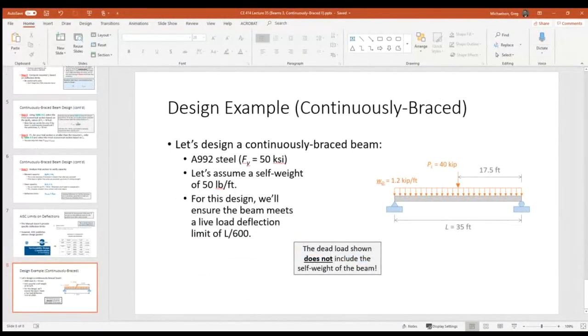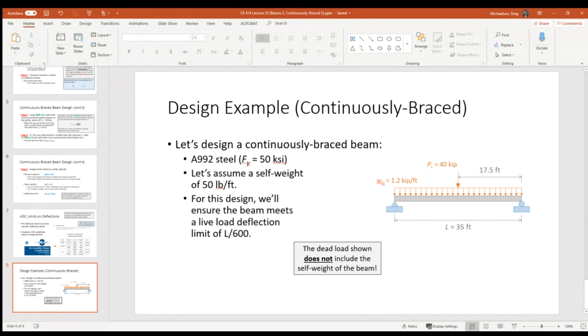I want to get into a design problem. We have a continuously braced beam, and we're going to design this beam. So we're going to select the lightest beam possible. We're going to assume a self-weight of 50 pounds per foot. The dead load that's shown here does not include the self-weight of the beam. So that 1.2 does not include the self-weight. We're going to have to add that in. For this design, we're going to ensure that the beam meets a live load deflection limit of L over 600. And so I've got a simply supported beam with a uniformly distributed dead load, but I threw a point load at midspan just to shake things up a bit. So we're going to design this.